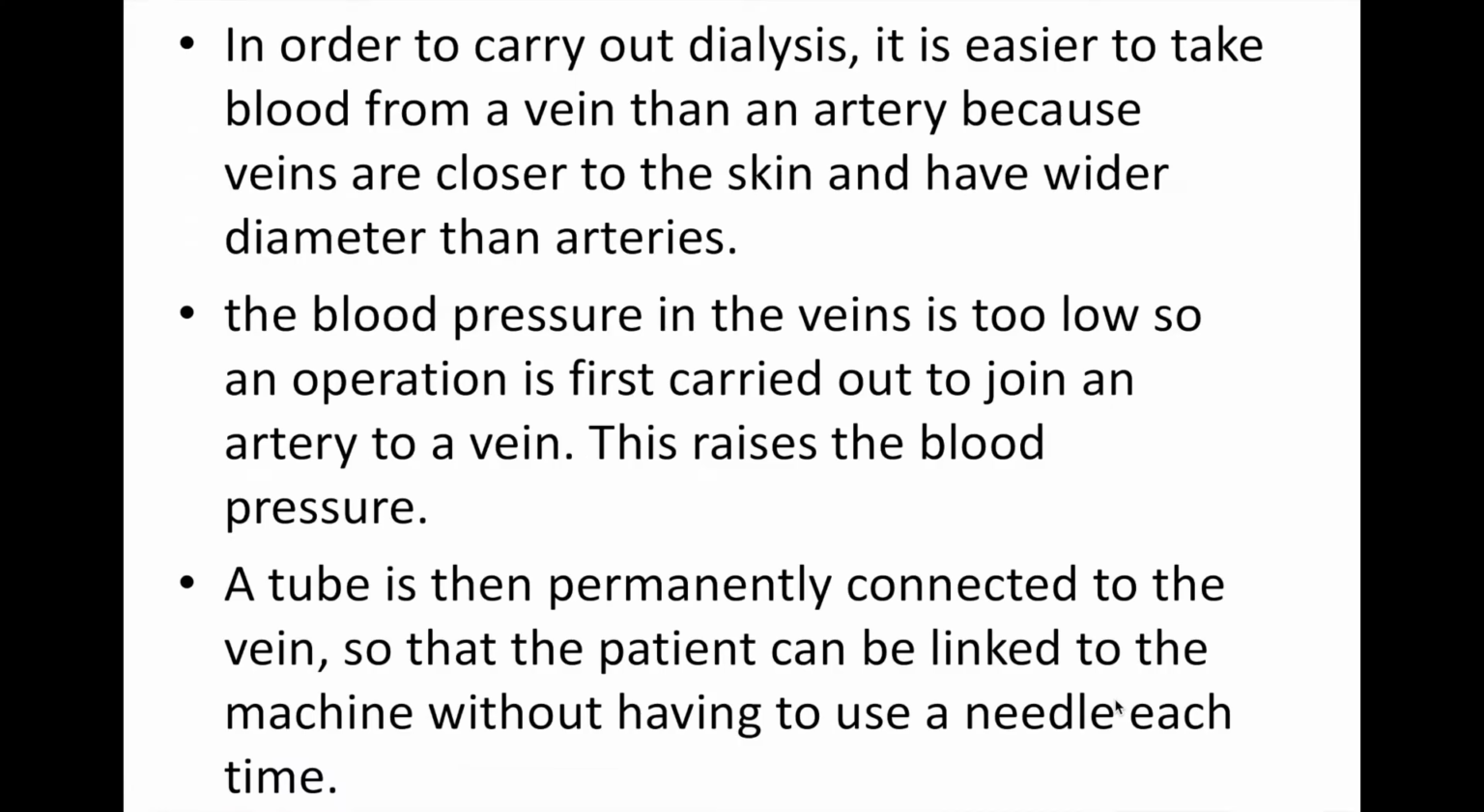Now, in order to carry out dialysis, it's always easier to connect the tube to the vein because it's closer to the surface and it's wider compared to the artery. But there's a problem because the vein is under low pressure compared to the artery. So always they make an operation before performing the dialysis, which is connecting the artery to the vein, and they call it a shunt. So they add a shunt to allow the arterial blood to enter a vein and then to be withdrawn for dialysis.